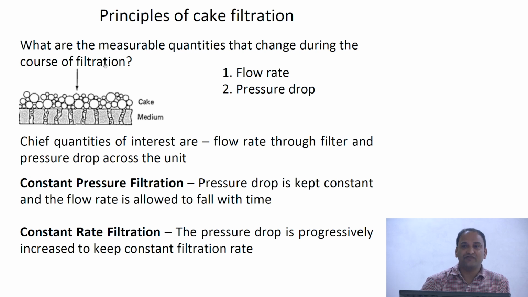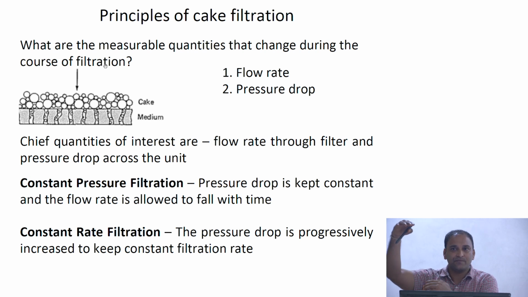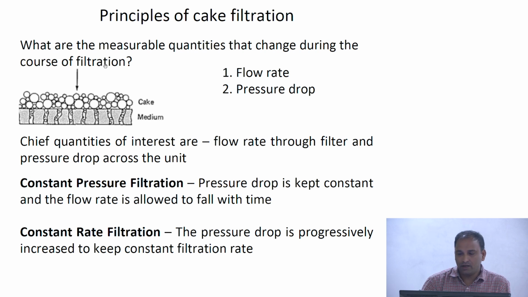In the case of constant pressure filtration, you fix the pressure drop. I have an upstream pressure and a downstream pressure. I fix that and maintain it constant during the course of filtration, and I let the flow rate fall. Typically, when people work with cake filtration, which involves passing a slurry over a filter medium and collecting the filtrate downstream, people work with either the constant pressure filtration mode or the constant rate filtration mode, and we are going to develop working equations for both of them.